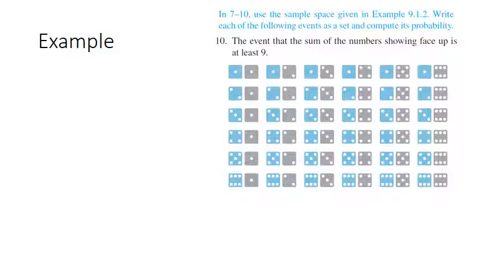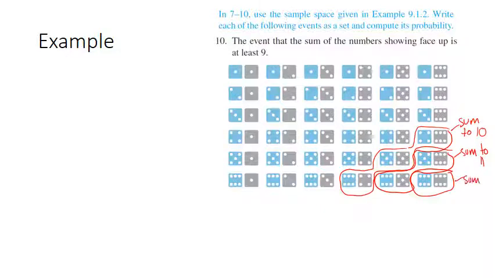The event that the sum of the numbers showing face up is at least 9. So there's an interesting little pattern to this table, and I will show it to you. If we look at these 3 right here, these 3 sum up to 10. And if we look at these 2 right here, these 2 sum to 11. And then this is the only one that sums to 12, of course. And then for at least 9, that includes 9, so we have to include this diagonal as well. So the equal sums are on the diagonals, which is kind of interesting.